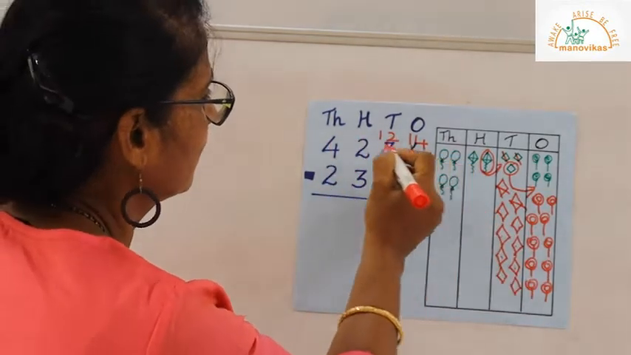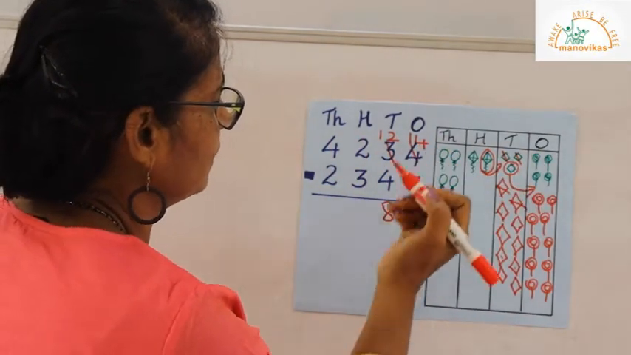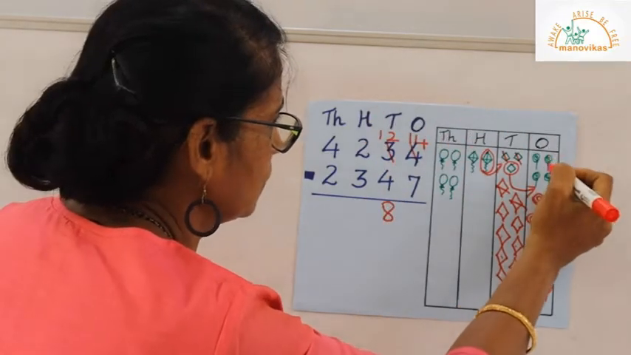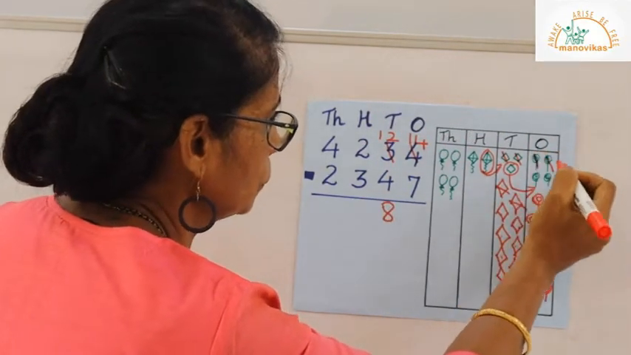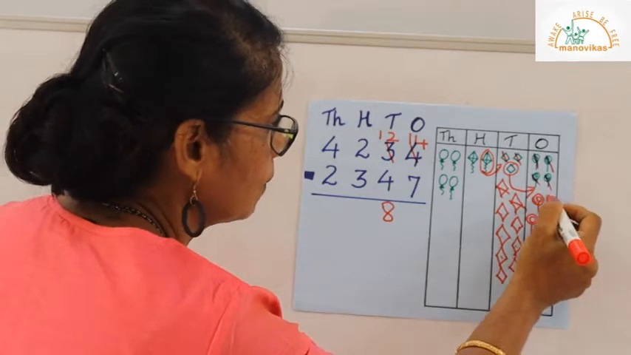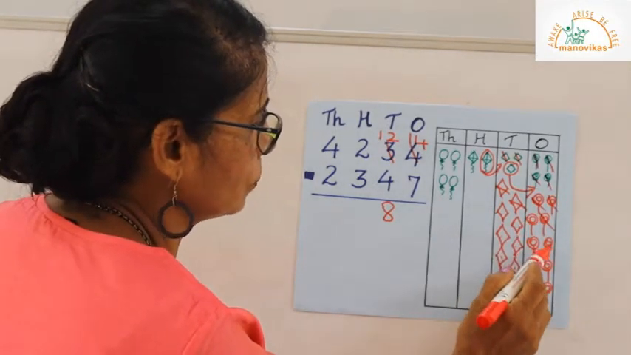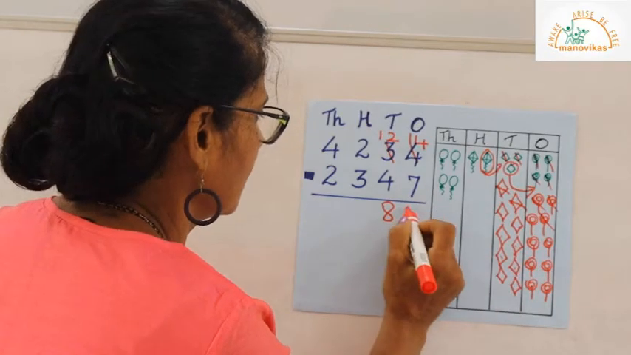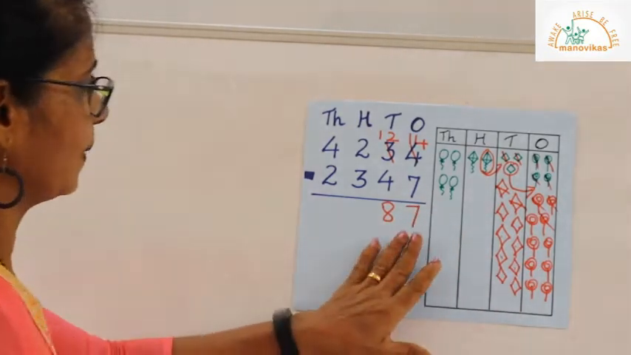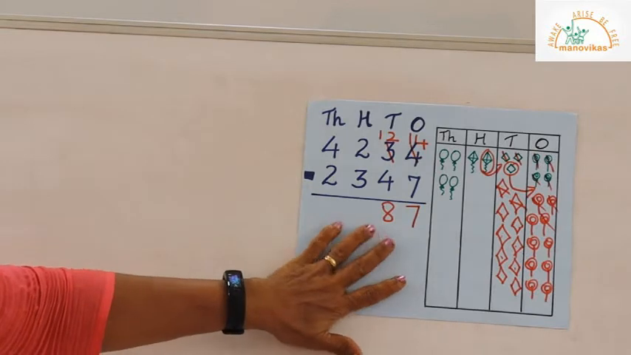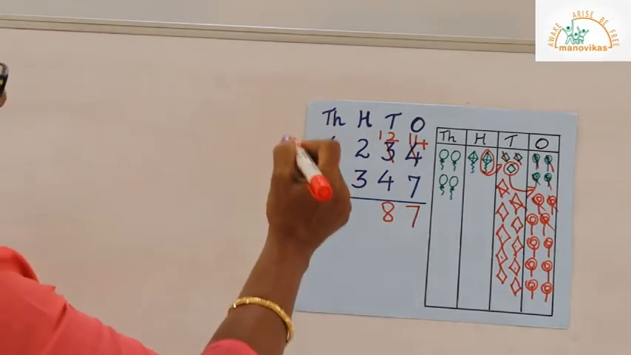Here from 14 we did not subtract 7, so let's do it here. 1, 2, 3, 4, 5, 6, 7. What remained is 7. So we have in the ones place 7, in the tens place we have got 8.